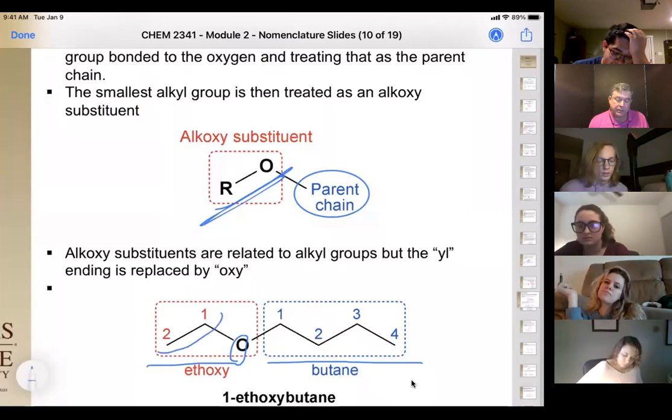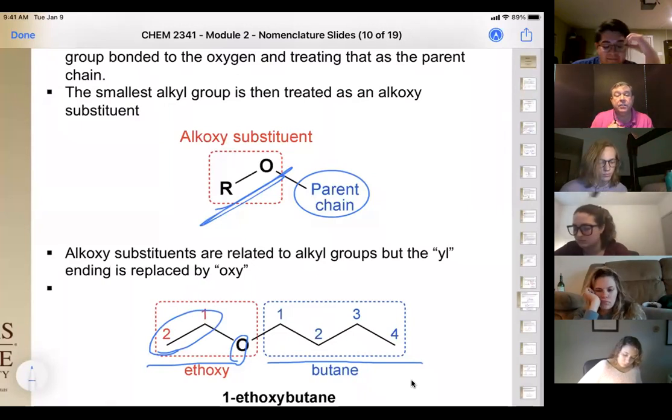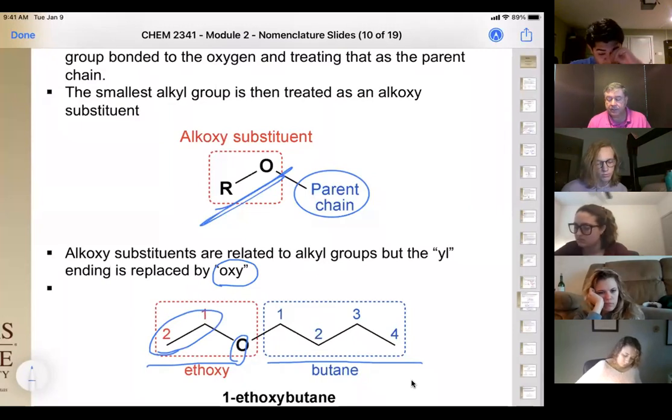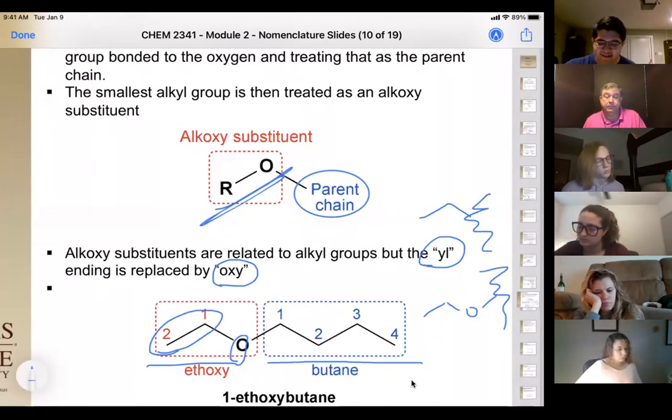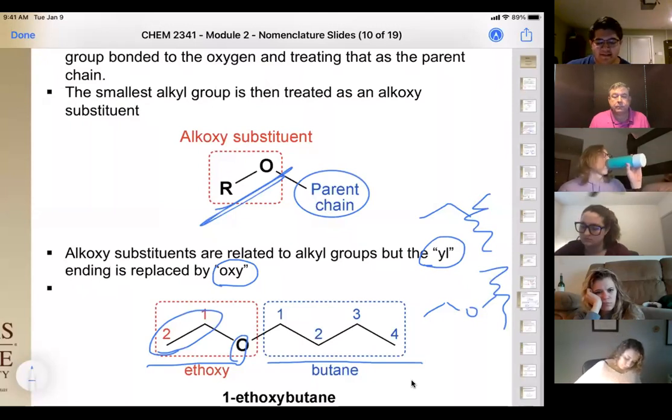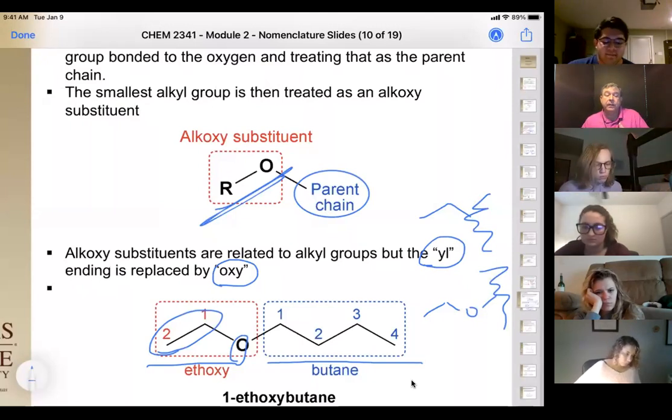Now, when we had 2 carbons as a substituent, we called that the ethyl group, okay? However, if there's an oxygen attached to it, we now change it to oxy. So this is if it was just the ethyl group here attached to the parent chain. Once we have that oxygen making that bond to the parent chain, we now call it oxy. So we have eth for the 2 carbons, oxy for the oxygen as a substituent, and now we have 1-ethoxybutane. Okay. So notice again the suffix and the prefix run together.